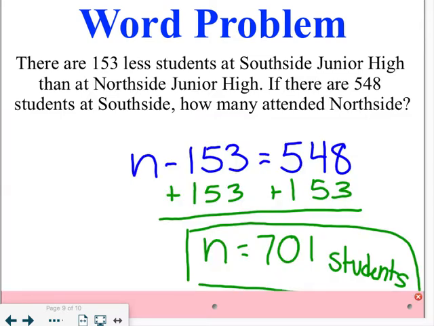Writing out your equation, you should have gotten n minus 153 is equal to 548. So the north students minus the 153 students is equal to the south students, which is 548. Solving, we add 153 to both sides, giving us a total of 701 students at north. If you have questions about this or anything else throughout this lesson, please let me know when you get to class.